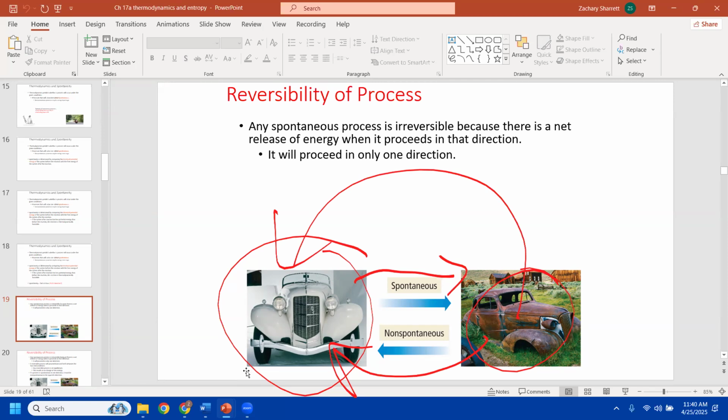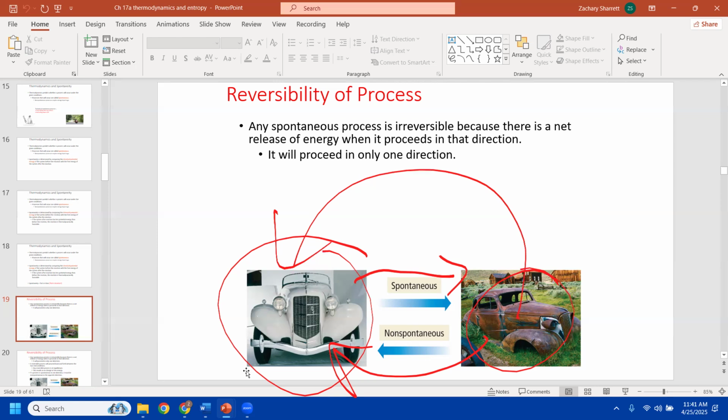I mean, you can do it, but what do you have to put in? Time and money or energy, right? So you'd have to put in energy to convert it. But do you have to put in any energy to get that shiny new car to start looking like that rusty old one?